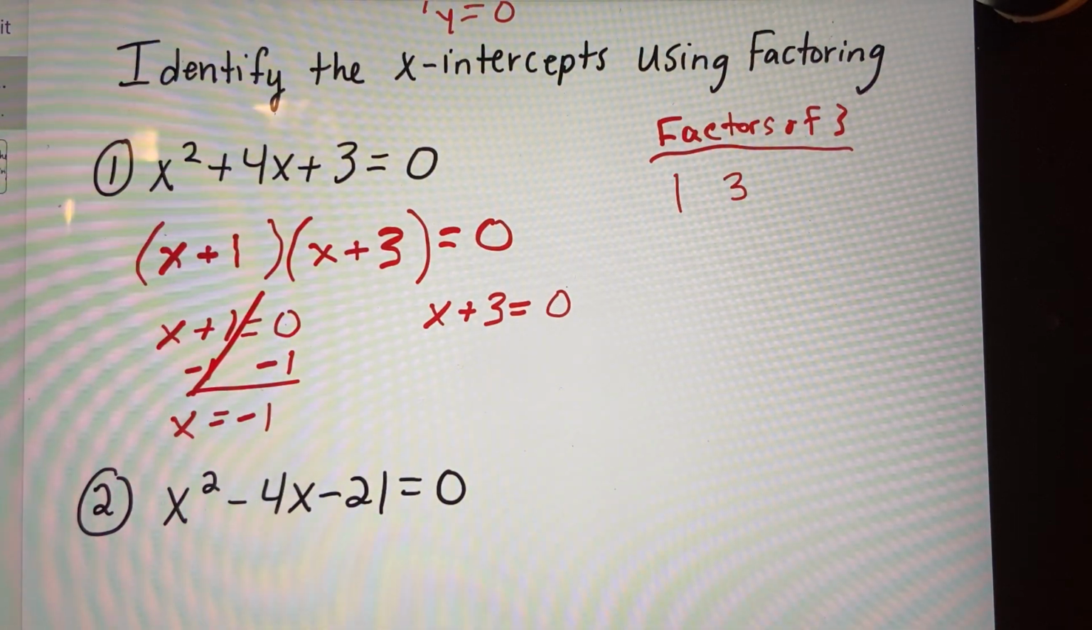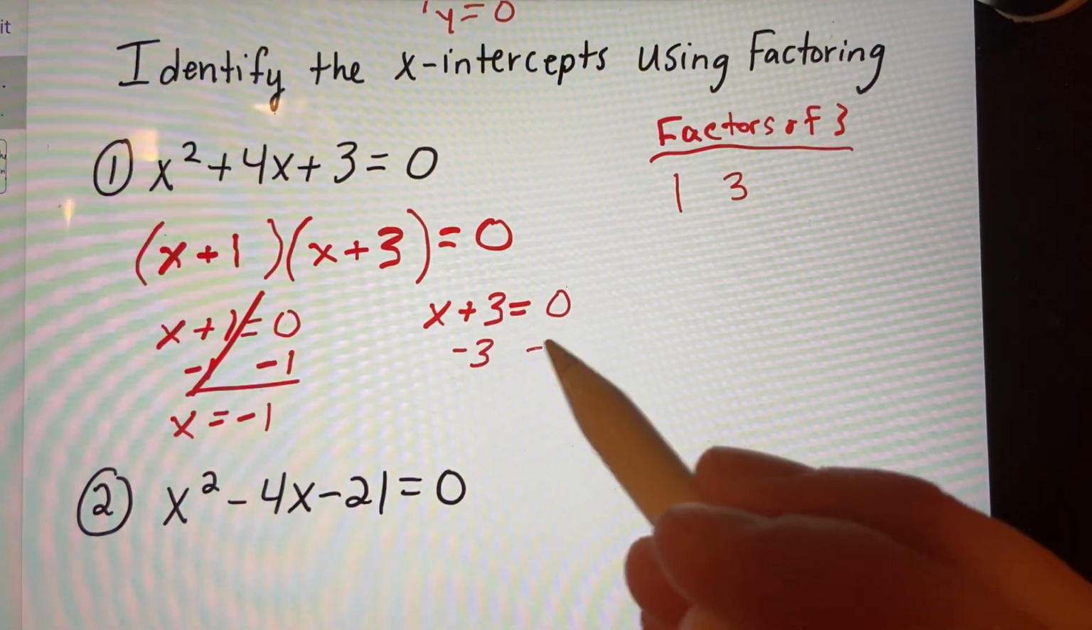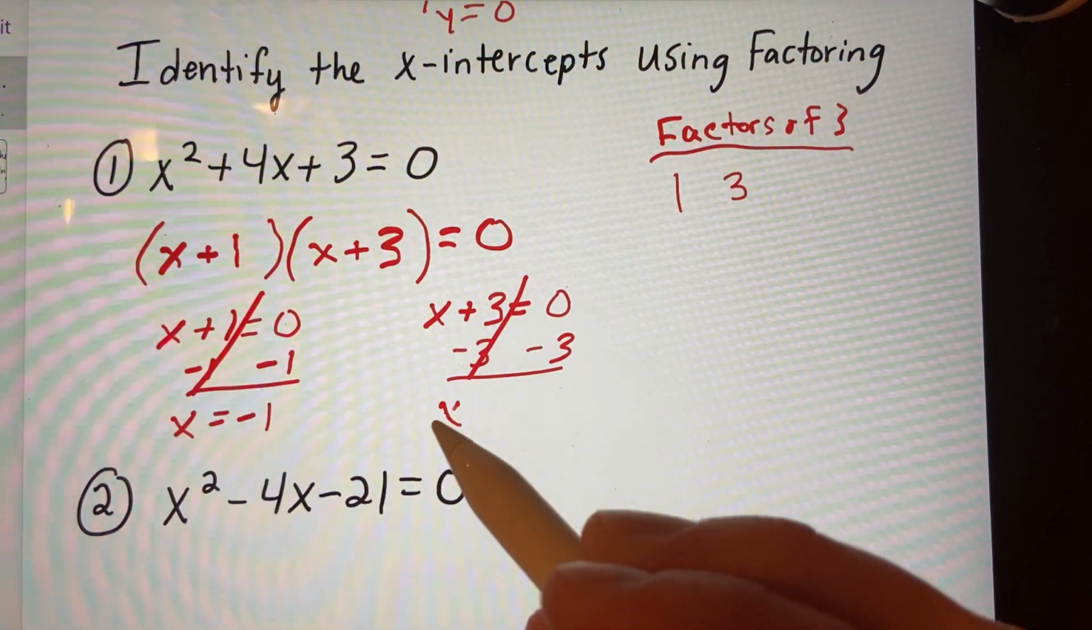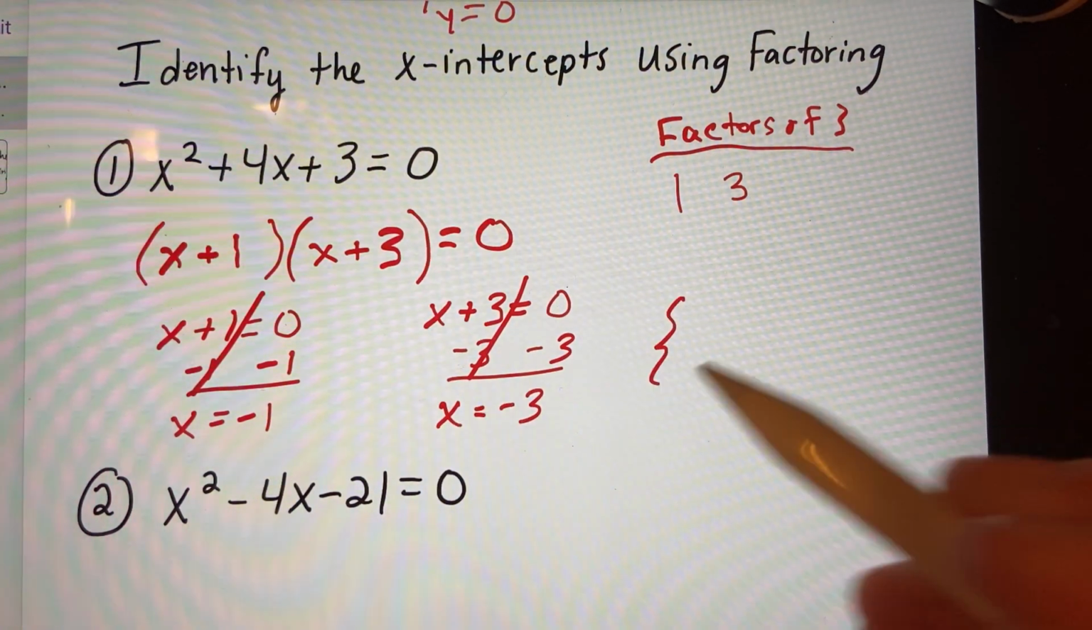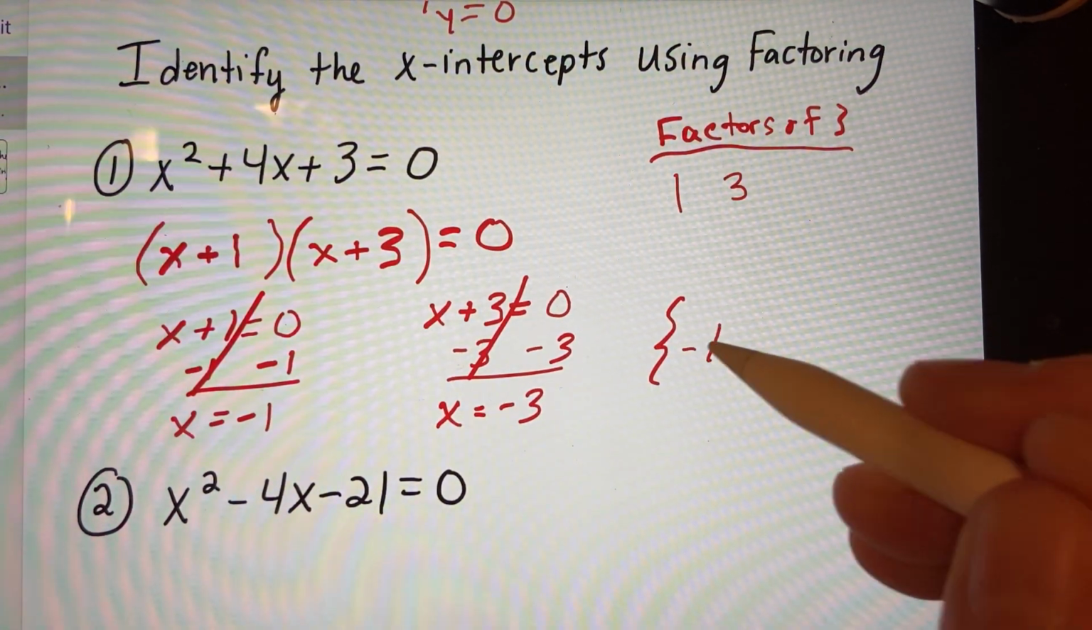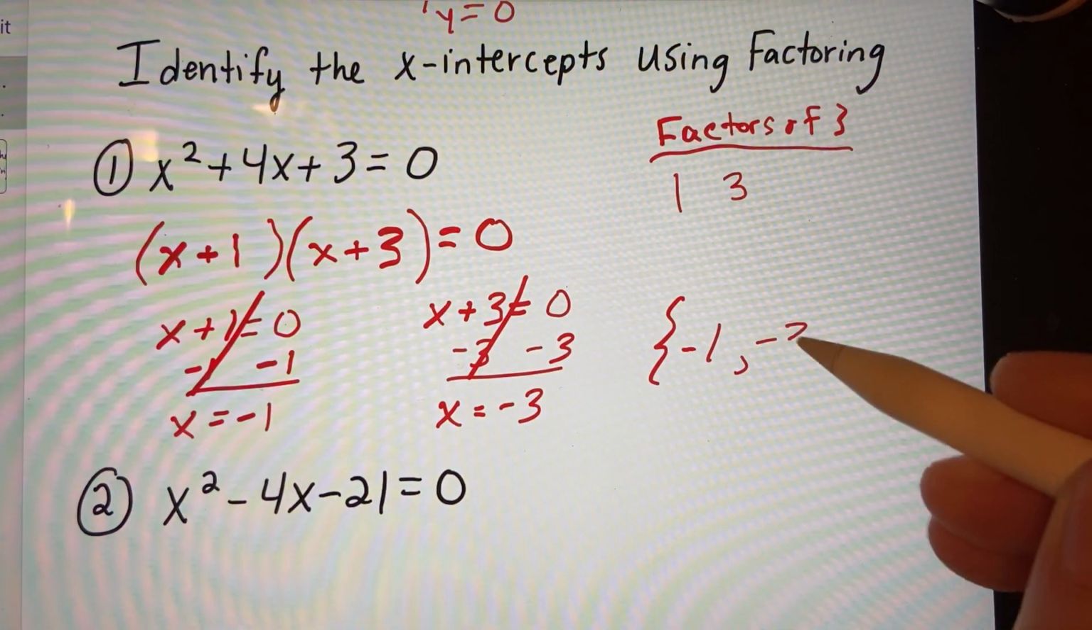So there's my first answer. And then for the next one, subtract 3 on both sides. So that ends up being x equals -3. And then we write our solution in braces, -1, comma, -3.